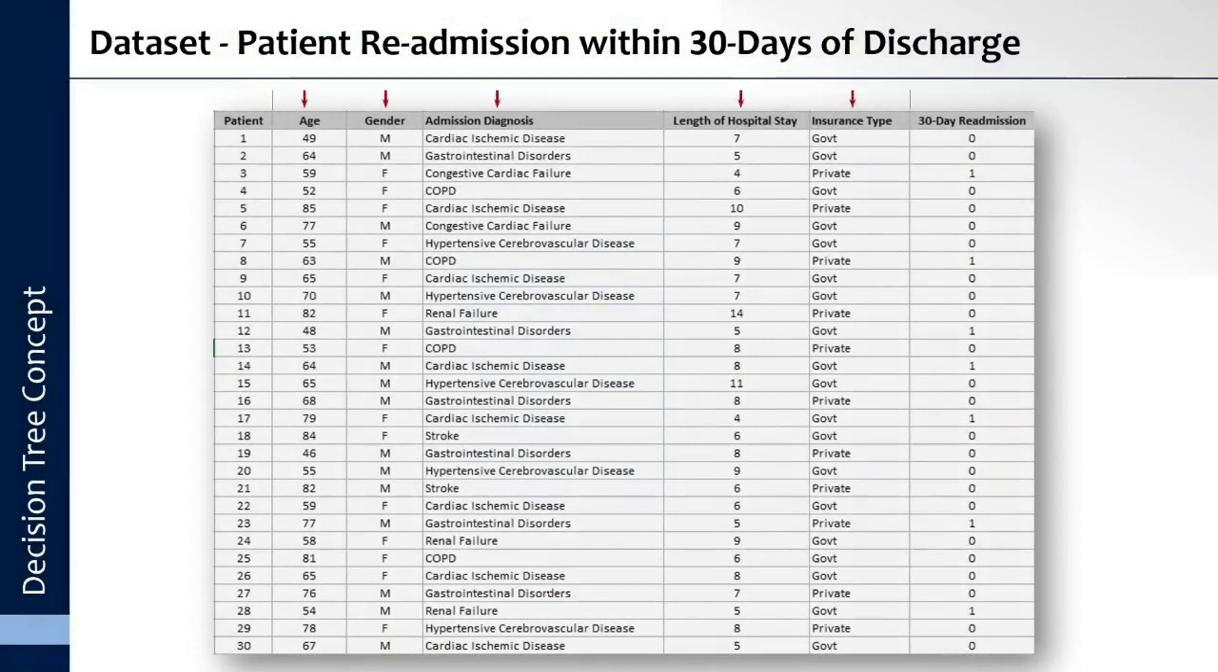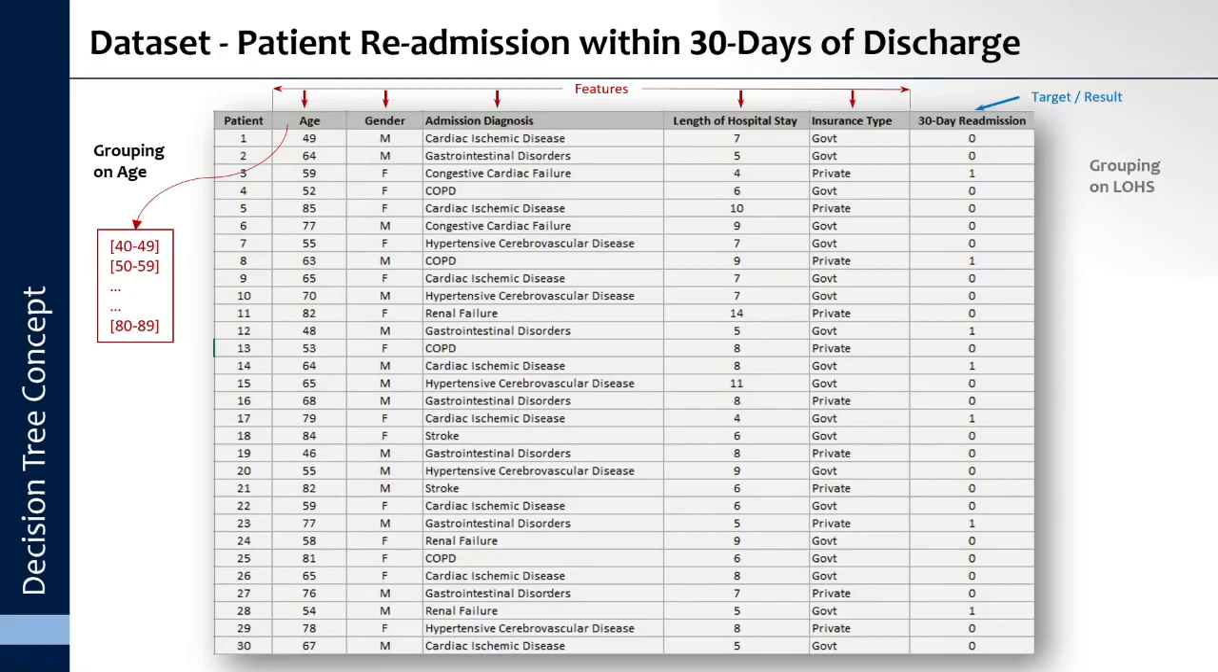Here we see a small data set of patients admitted to hospital with specific diagnosis. Dataset has features like age, gender, admission diagnosis, length of hospital stay, insurance type. The target shows some patients are readmitted within 30 days of discharge. To develop a model, we'll tweak the data slightly. We'll group the age like 40 to 49, 50 to 59, and so on. And we'll group the length of hospital stay like 1 to 5, 6 to 8, and so on.